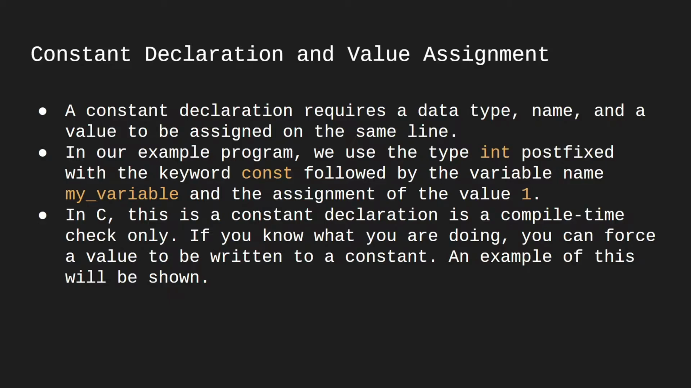Const will typically be something like a postfix of the type. So in our example, we had int postfixed with the word const, followed by the variable name and the assignment of a value. Again, in C, this is a constant declaration, and it is only a compile time check. If you know what you're doing, you can actually force the value to be written to. So we're going to go ahead and show an example of that.